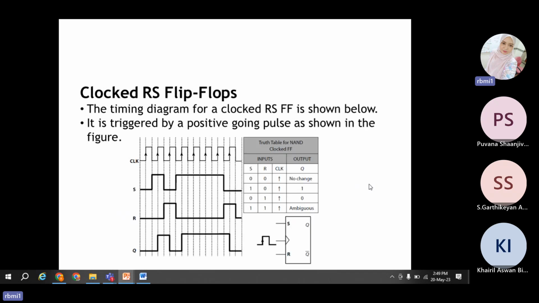Okay, so this is the input of set and reset as separated signals. This is clock and set, reset, and this is the output. And we get the truth table over here. We can use this clock RS flip-flop in a wide range of systems such as counters, shift registers, and memory elements. They are essential for ensuring reliable and predictable operation of digital circuits.